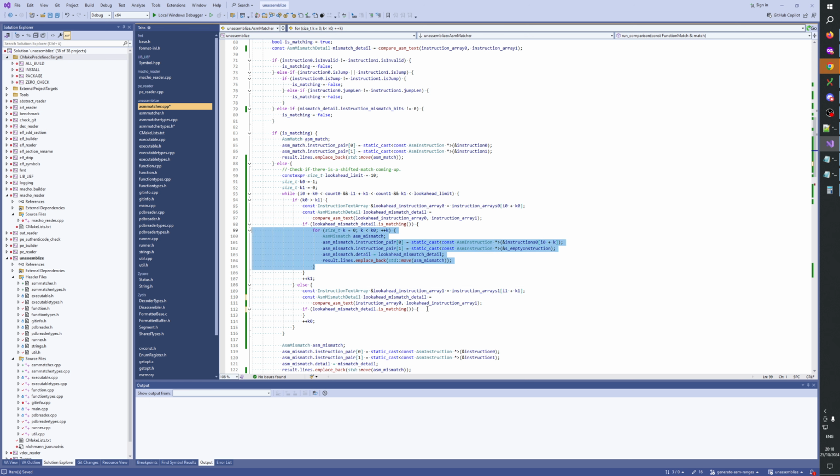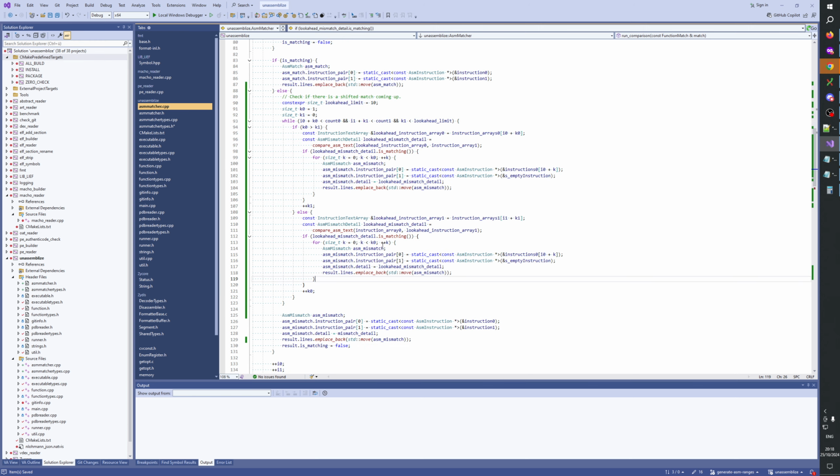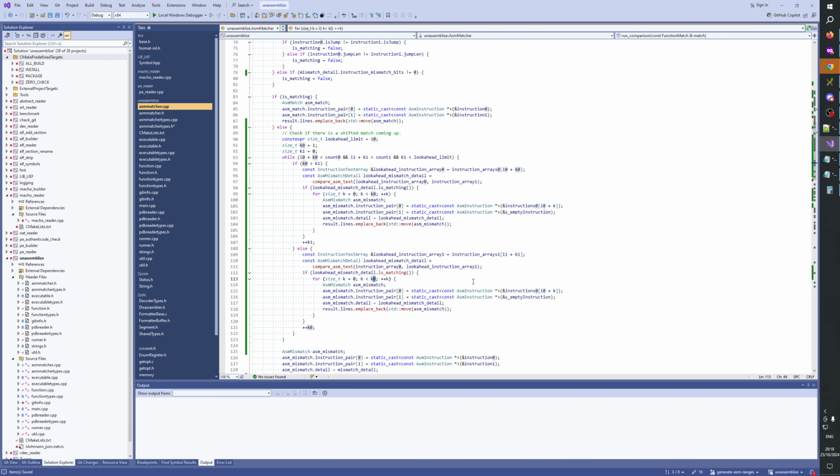And we do the same here, but for K1. K1, and here we do 0, 1, empty instruction, and I1 plus K. I think this is correct. Now we have a lot of code duplication, so to say.